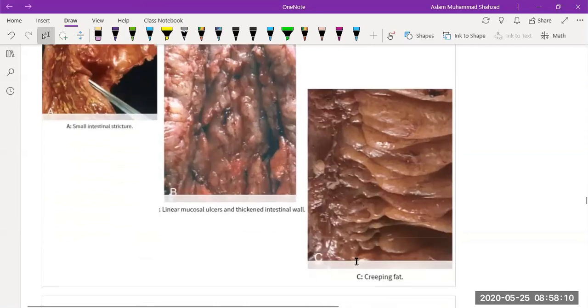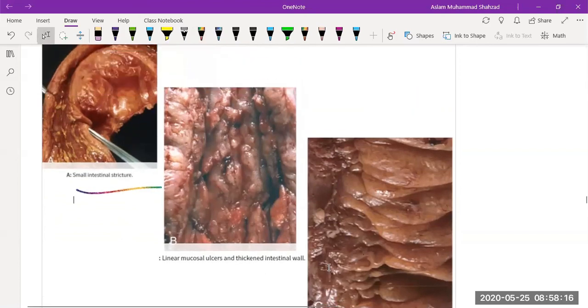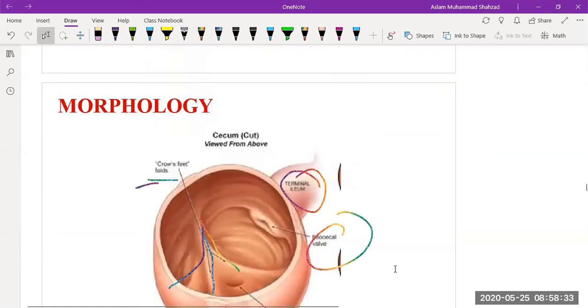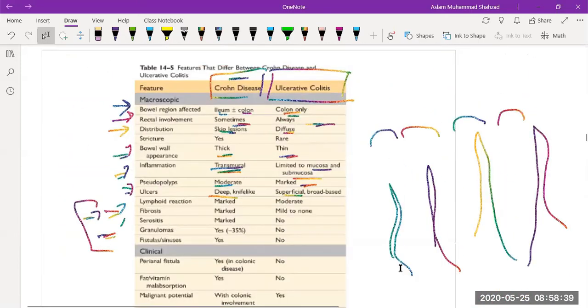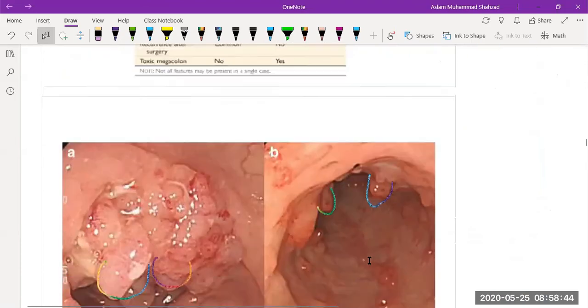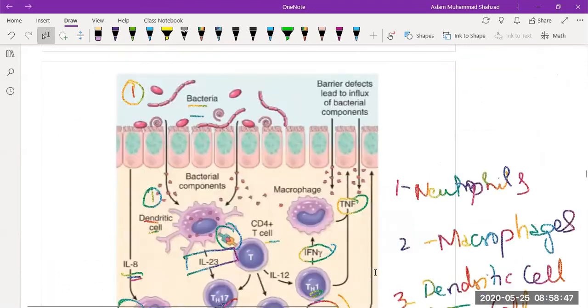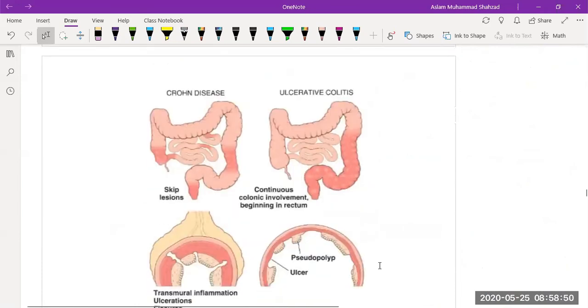How does the gross structure look? It looks like small intestinal stitches, just like somebody has stitched the surface. A linear mucosal ulcer will be formed, and a thick intestinal wall. As you see, the walls are quite thick. We already discussed the characteristics. If we go back, in Crohn disease the bowel appearance will be thick, but in ulcerative colitis it is not thick. It is thin. So you have to understand that we are discussing morphological characteristics.